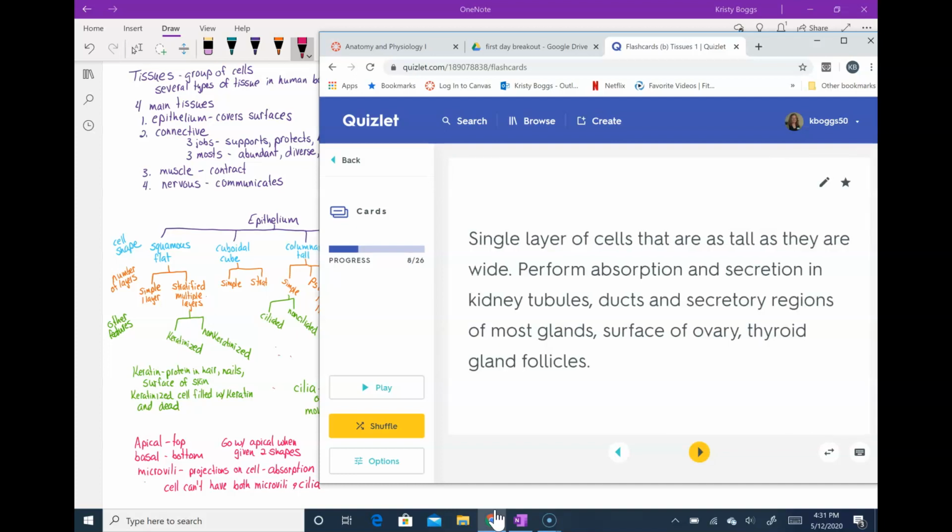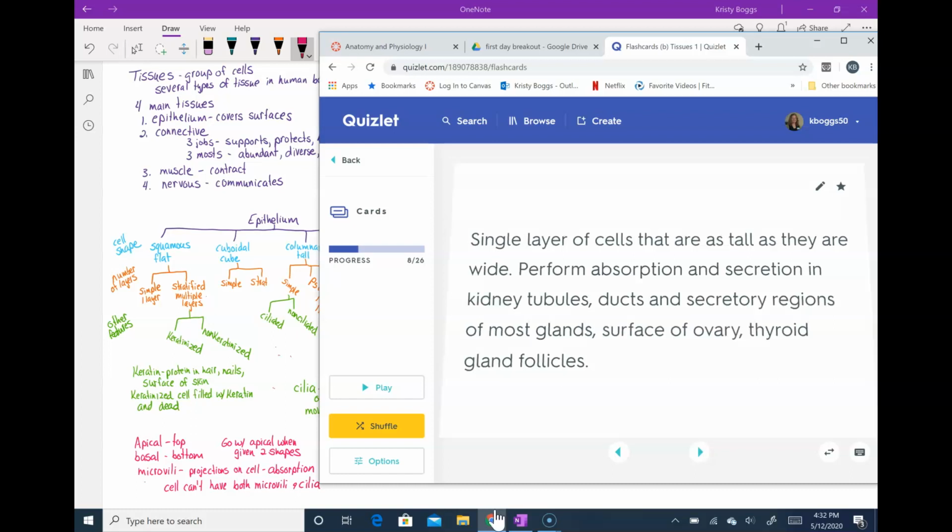Single layer of cells that are as tall as they are wide. Single layer, simple. As tall as they are wide, cuboidal. So, simple cuboidal epithelium.